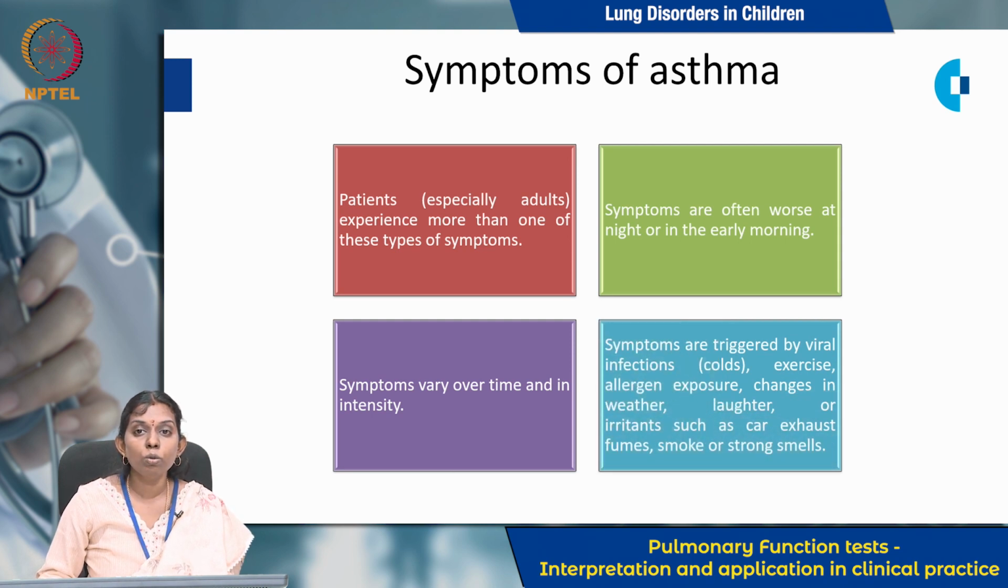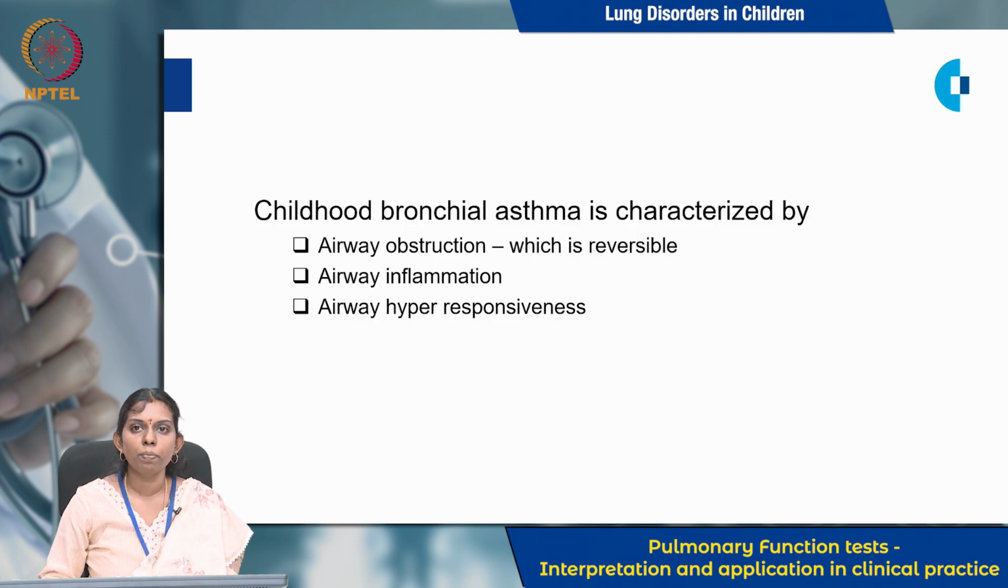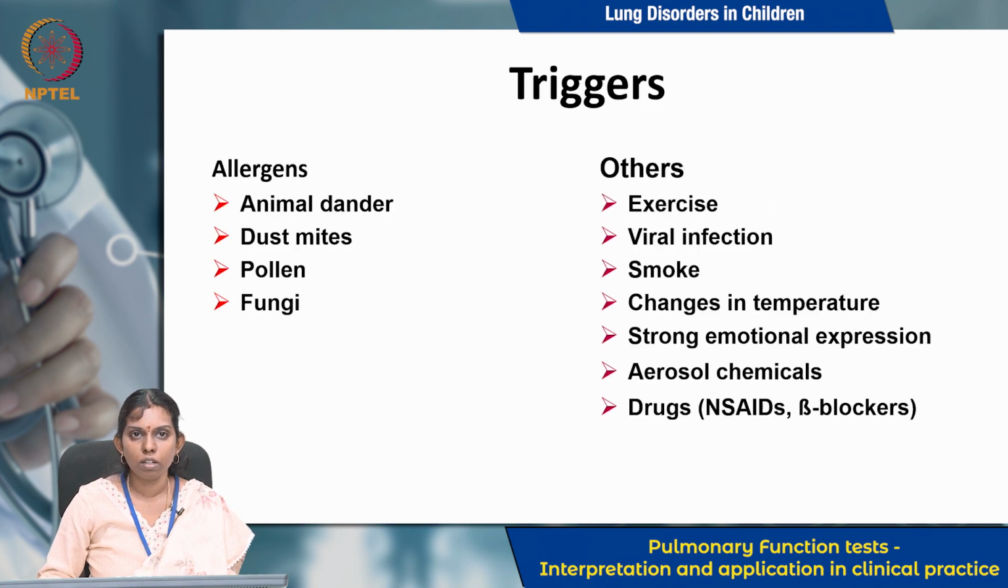intensity. It usually gets triggered by a viral infection, exercise, allergen exposure, change in weather, extremes of emotions, laughter, crying, and exposure to irritants such as smoke or strong perfume smells also can trigger the symptoms of asthma. So, how is it characterized? It is usually characterized by airflow obstruction which is reversible, and airway inflammation and airway hyper-responsiveness.